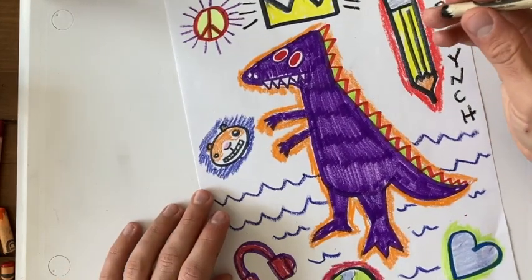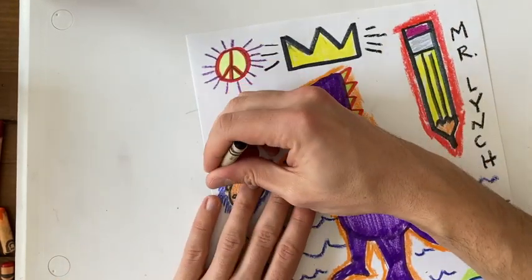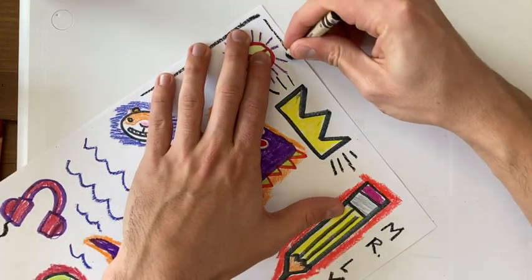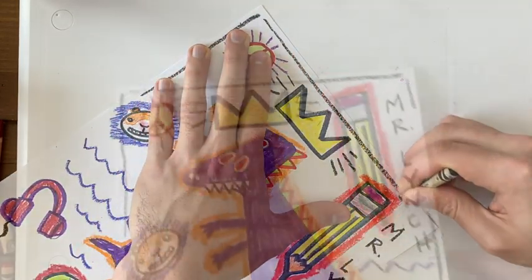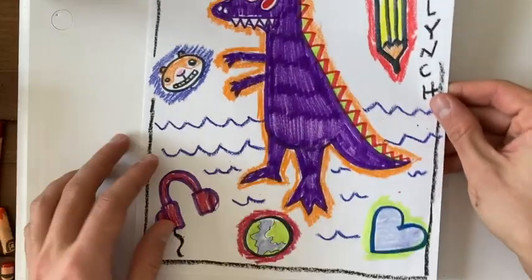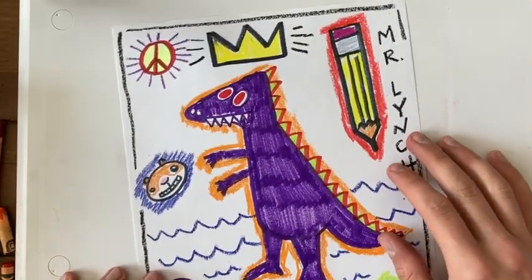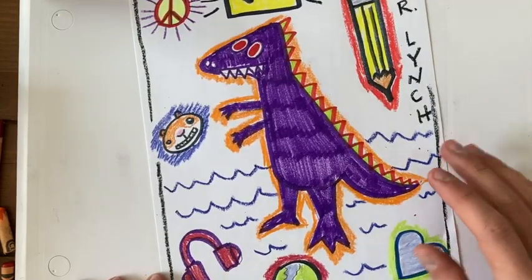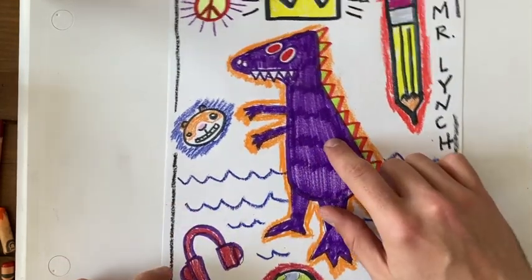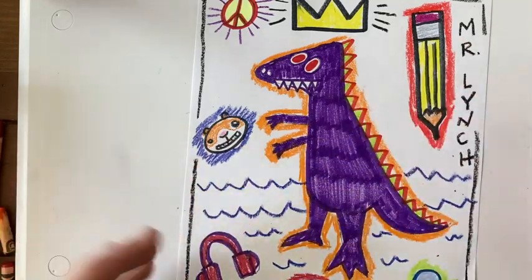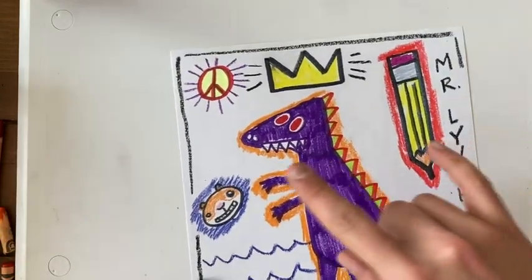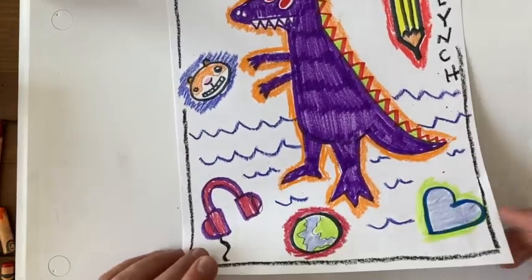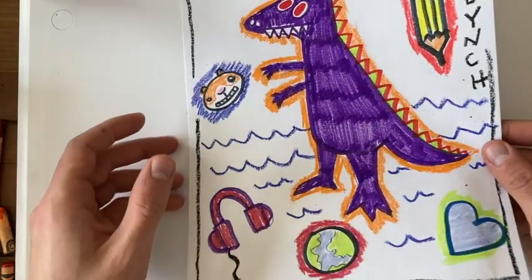All right, I think I'm gonna finish this off by adding a simple black border, a line that goes all the way around, close to the edge. All right, there you have it, our very own Jean-Michel Basquiat inspired symbol drawing. Now, I don't know if the dinosaur necessarily symbolizes anything for you. Maybe you really like dinosaurs, but hopefully you were able to think of a few other symbols to include in your drawing that can tell your story.